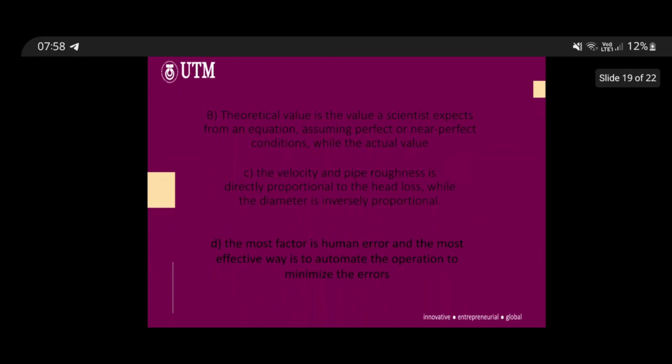The third point, like I was explaining right now, is the velocity, the pipe roughness and the diameter, and how they affect the head loss. The velocity and the pipe roughness are directly proportional, so when they increase, the head loss increases, while the diameter is inversely proportional. And that's what we saw in the enlargement and the contraction in the pipes, and why there was a higher flow rate in the sudden enlargement.